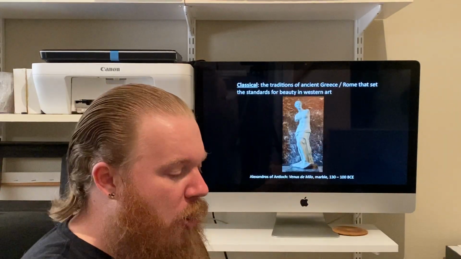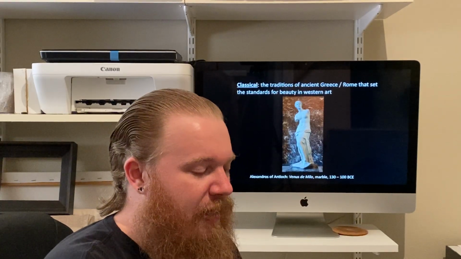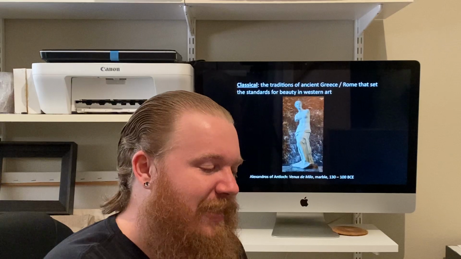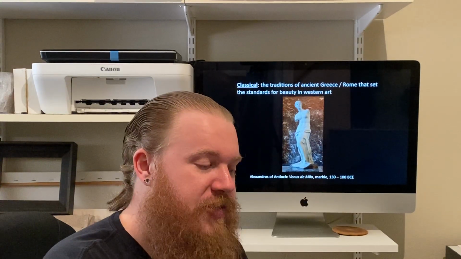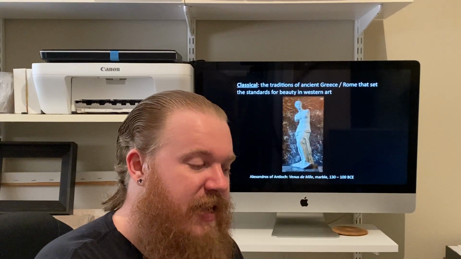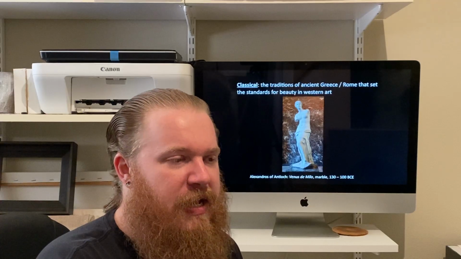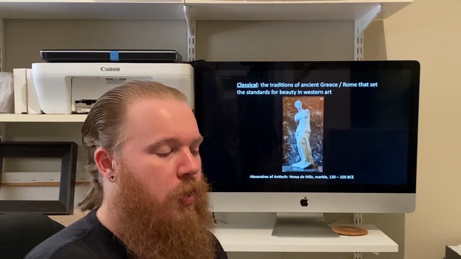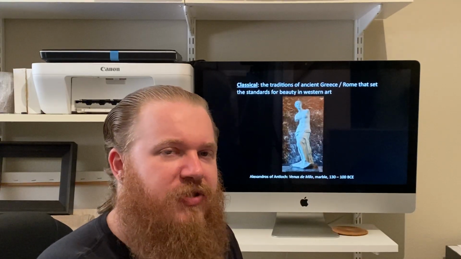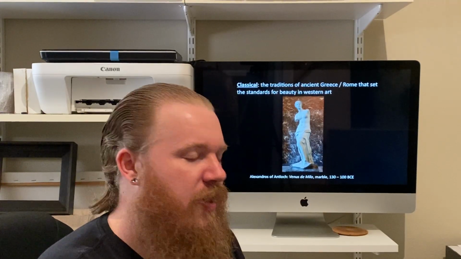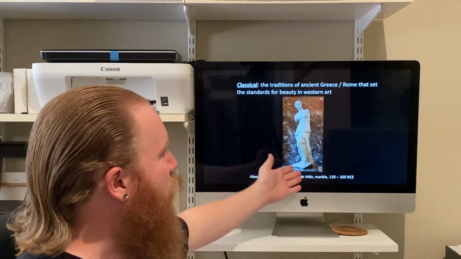Now, when we are talking about this idea of beauty, though, we do have to also recognize another term, and that is classical. And that is referring to the traditions of ancient Greece and Rome that set the standard for beauty in Western art. And indeed, they set the standard for beauty in our society as well. So our idea of what beauty is basically comes from ancient Greece and Rome. And it's this kind of idealized perfection, such as the Venus de Milo, which we see here.